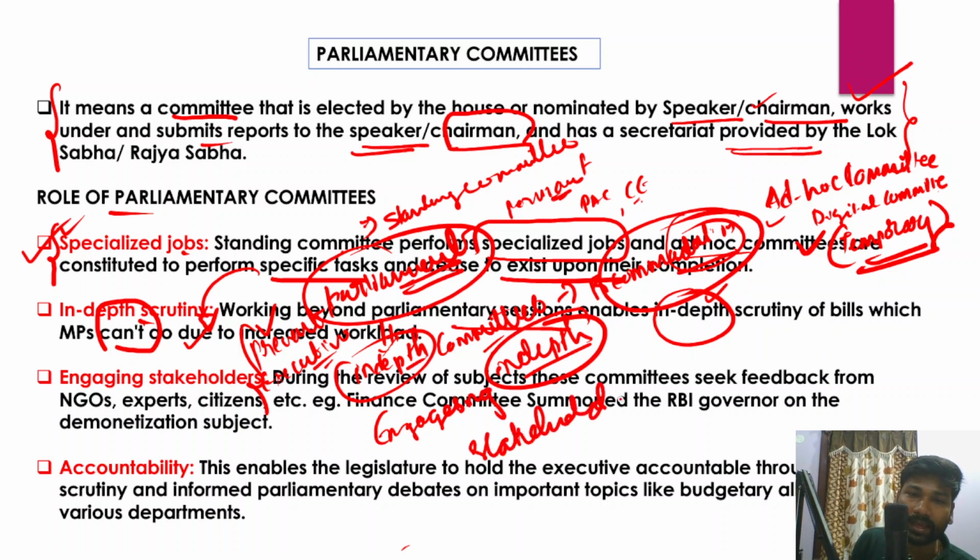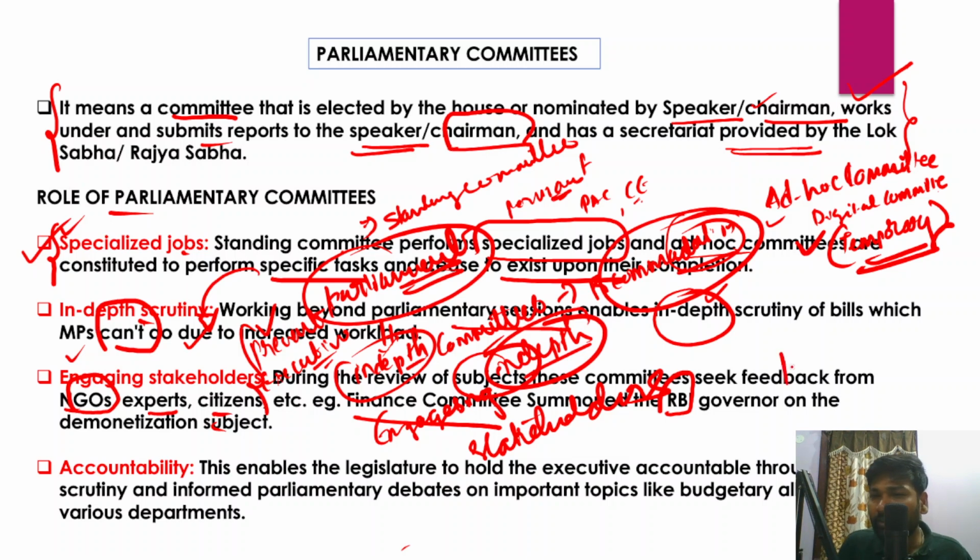How do they engage the stakeholders? That is also very important, because during the review of the subjects, these committees seek feedback from non-governmental organizations, experts, and citizens. For example, the Finance Committee summoned the RBI Governor on the demonetization subject, right? They very often engage different stakeholders, and they seek the public opinion and the views of those different stakeholders when it comes to doing a detailed scrutiny of all these bills.